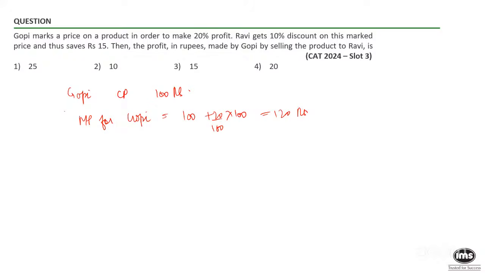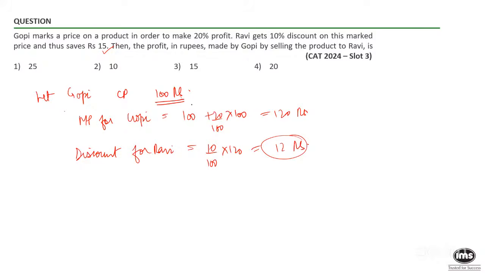Now on this marked price of 120 rupees, Ravi is getting 10% discount. So what will be the discount for Ravi? Discount for Ravi is going to be 10% of 120. That is nothing but 12 rupees, which means if Gopi's cost price is 100 rupees, then in that case, Ravi is saving 12 rupees. But is Ravi saving 12 rupees? No. Ravi is saving how much? 15 rupees.